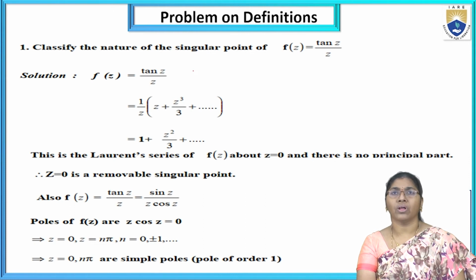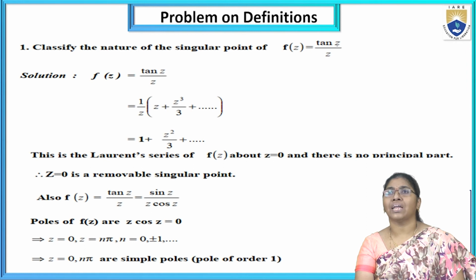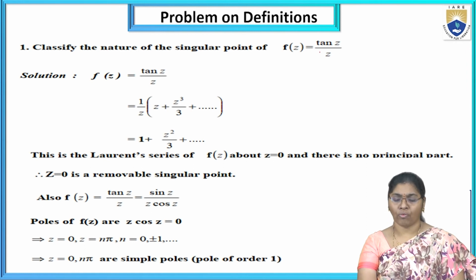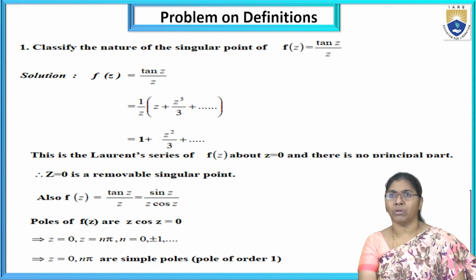Now the first example problem: classify the nature of the singular point of f of z. They are asking for the singular point of the function f of z equal to tan z by z. Now, tan z is equal to z plus z cube by 3 plus z power 5 by 5 plus, and so on. Multiplied with 1 by z, we get 1 plus z square by 3 plus z power 4 by 5 plus, and so on. This is the Laurent series of f of z.